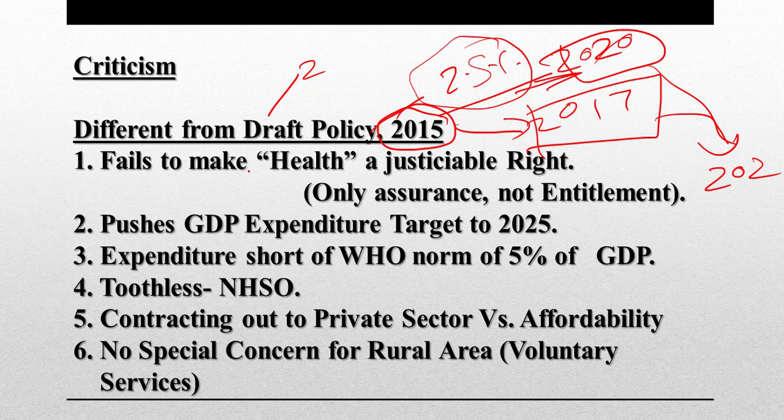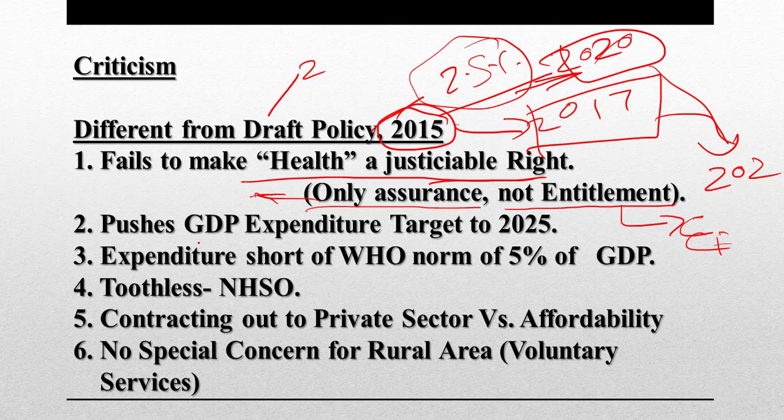So the first point is that it fails to make health a justiciable right. How is that? It is only an assurance, not an entitlement. Only assurance means it assures the citizen that the government would provide certain standards of health and certain health facilities, but citizens are not entitled. When they are not entitled, they cannot challenge even when they are not provided with the services. So that is the idea.